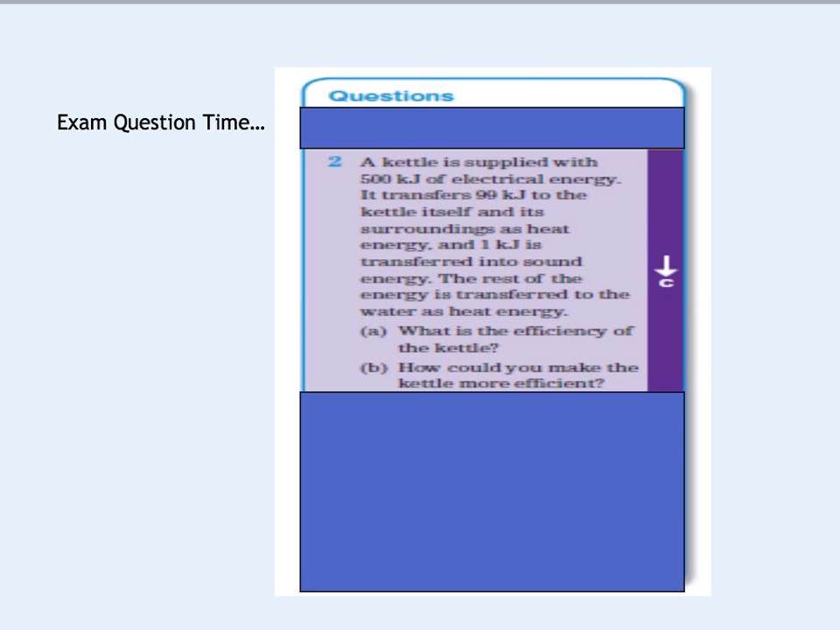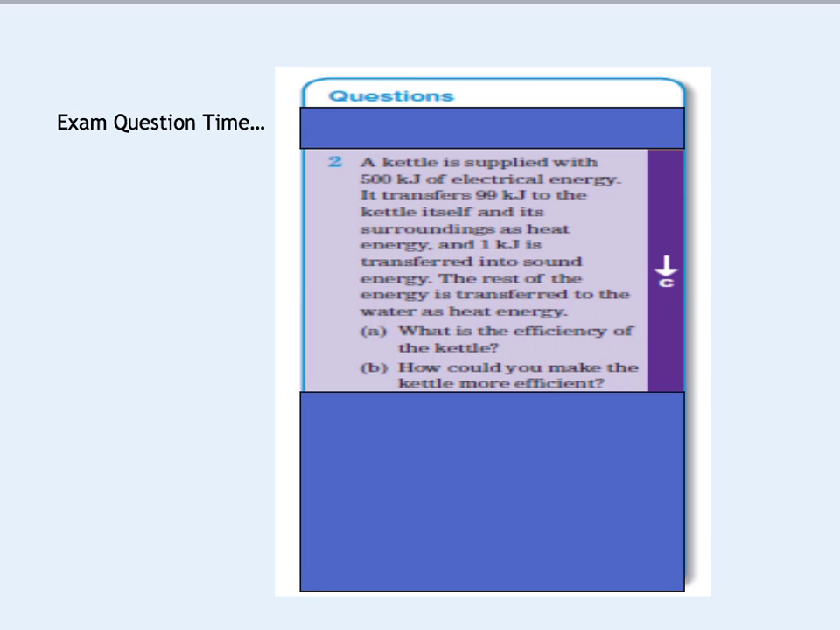Right, this is in two parts. A kettle is supplied with 500 kilojoules of electrical energy. It transfers 99 kilojoules to the kettle itself and its surroundings as heat energy, and 1 kilojoule is transferred into sound energy. The rest of the energy is transferred into the water as heat energy. So you need to calculate the efficiency of the kettle, and you need to work out how you can make the kettle more efficient. So pause this slide, work out the efficiency, and then come up with a reasonable suggestion as to how you can make the kettle more efficient.